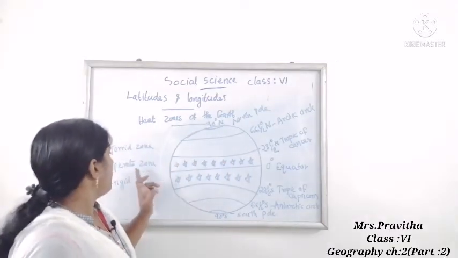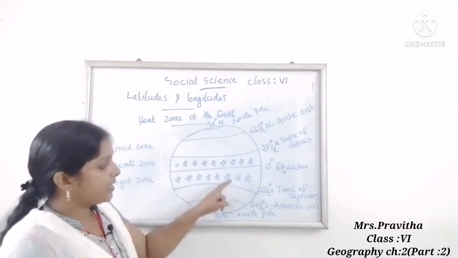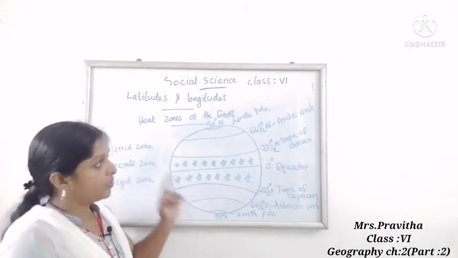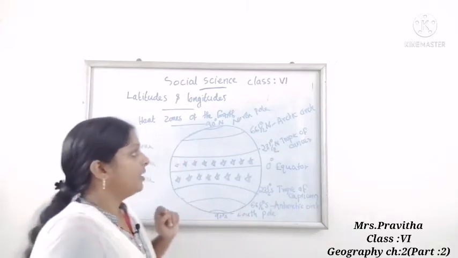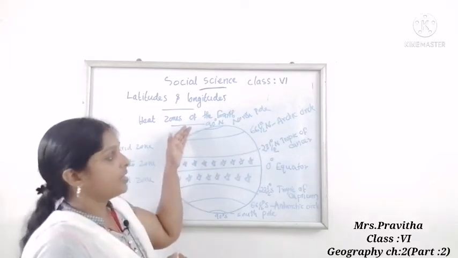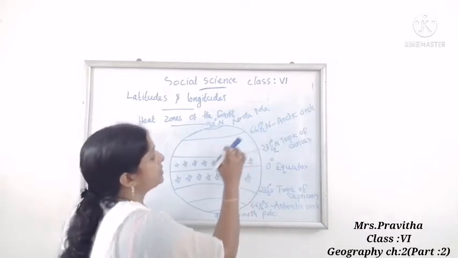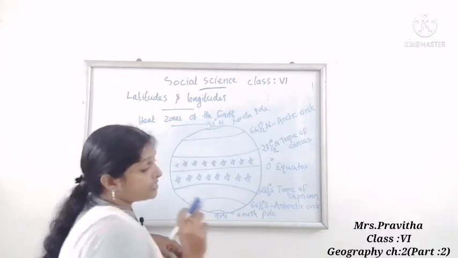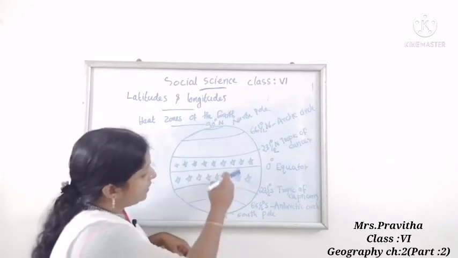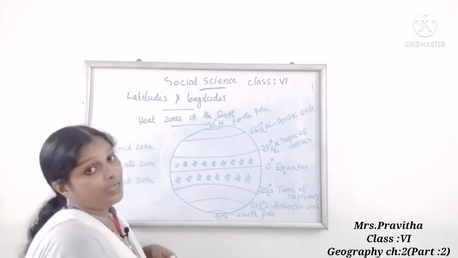Next, ma'am will tell you about the temperate zone. There are 2 temperate zones: the north temperate zone and the south temperate zone. The North Temperate Zone lies between the Tropic of Cancer and the Arctic Circle in the northern hemisphere. The South Temperate Zone lies between the Tropic of Capricorn and the Antarctic Circle in the southern hemisphere.